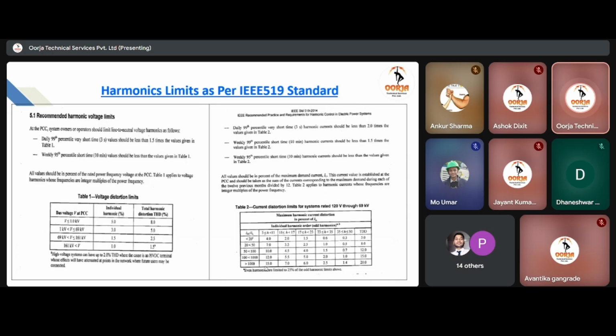In this slide, we are showing two tables of harmonic limits. One is the voltage distortion limits, and the second table shows the current distortion limits at different voltage levels. As per IEEE 519, we need to measure the 99th percentile very short time and 99th percentile short time, 10 minutes, in the voltage harmonics and current harmonics.